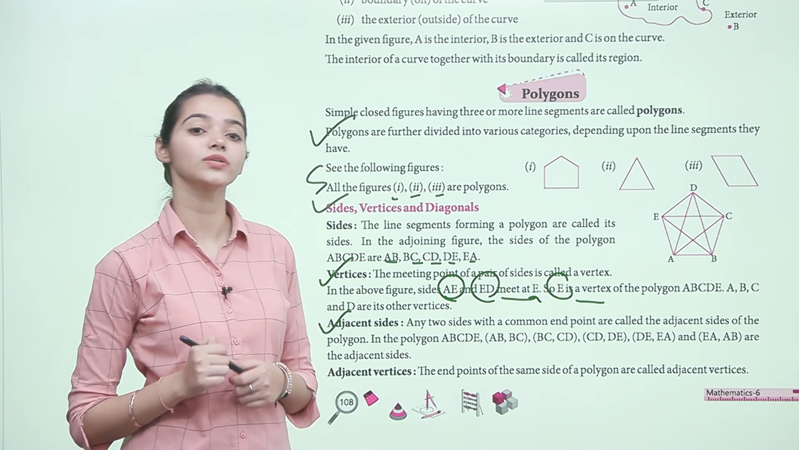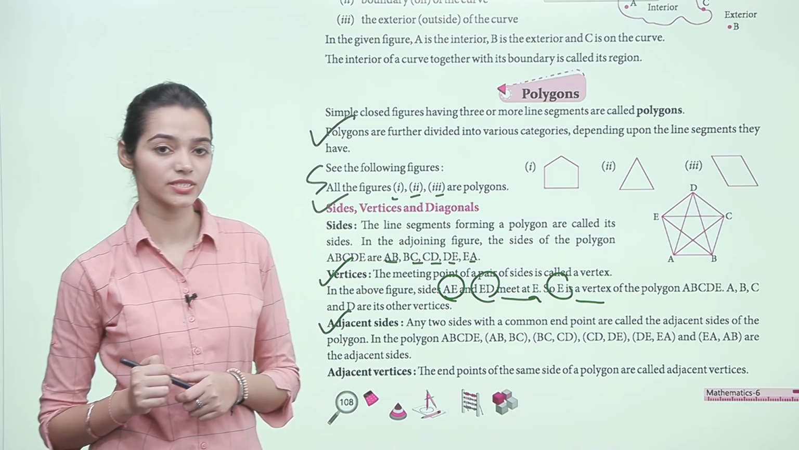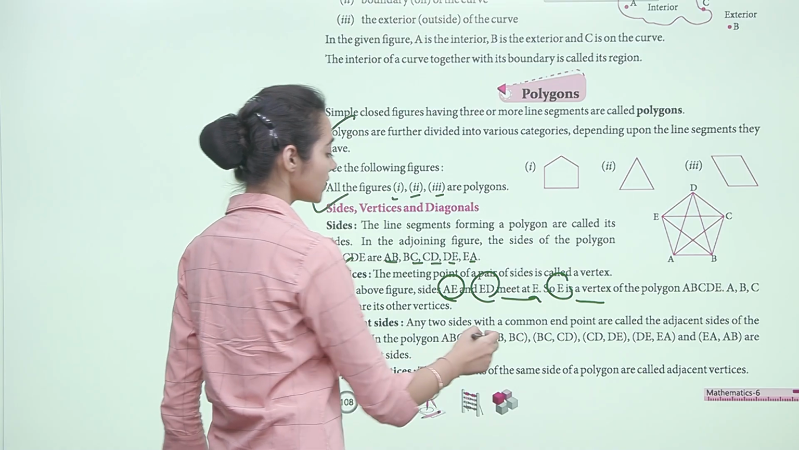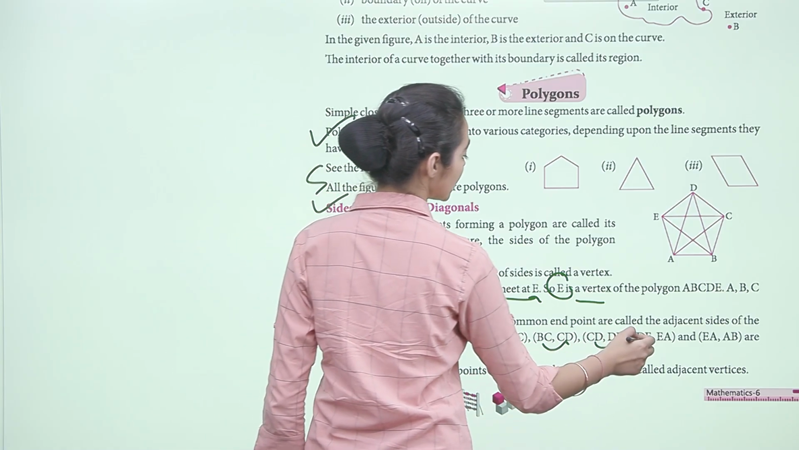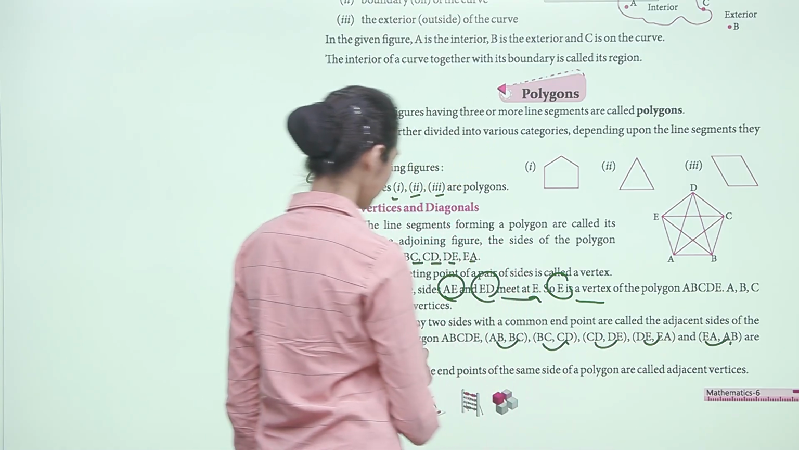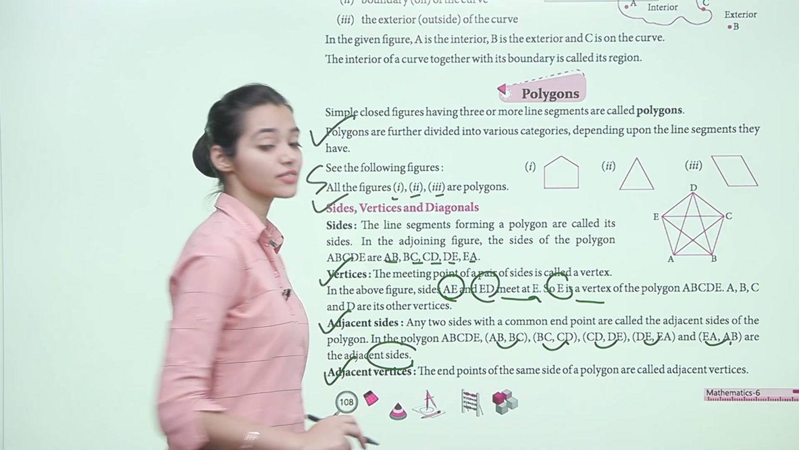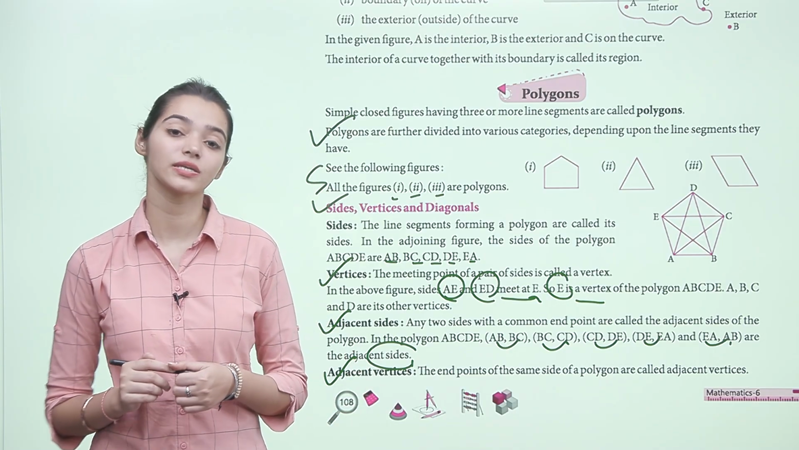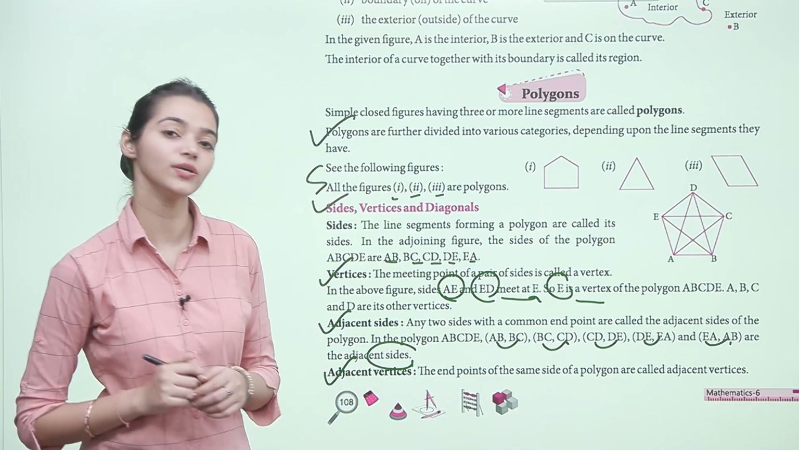Adjacent sides: any 2 sides with a common endpoint are called adjacent sides of a polygon. So in this polygon, AB and BC, BC and CD, CD and DE, DE and EA, and EA and AB are our adjacent sides. Next is adjacent vertices. The endpoints of the same side of a polygon are called adjacent vertices.